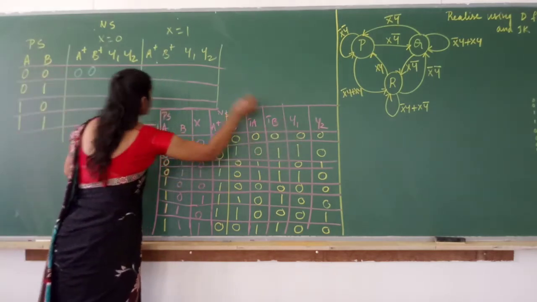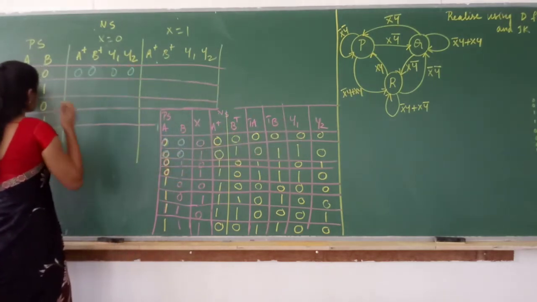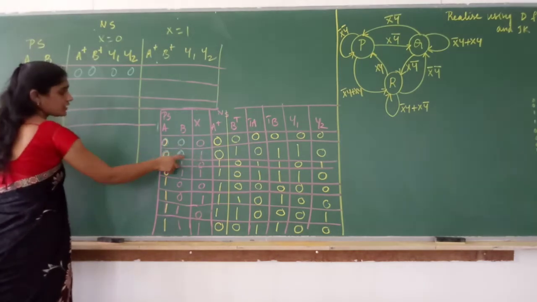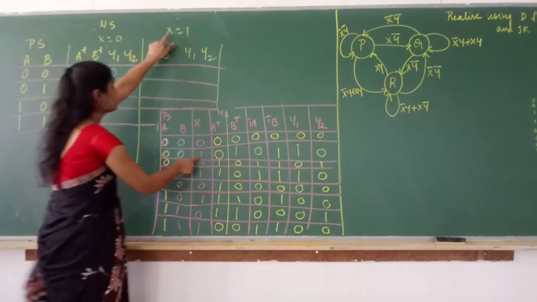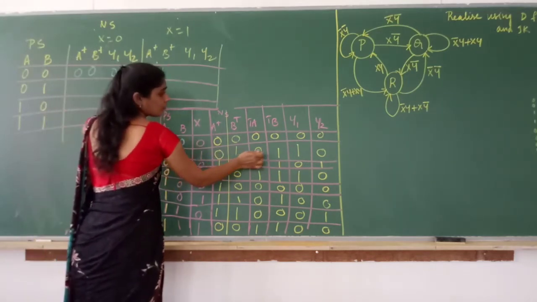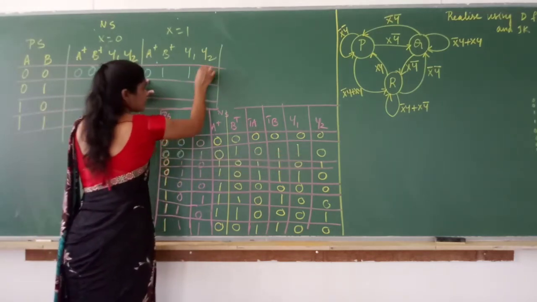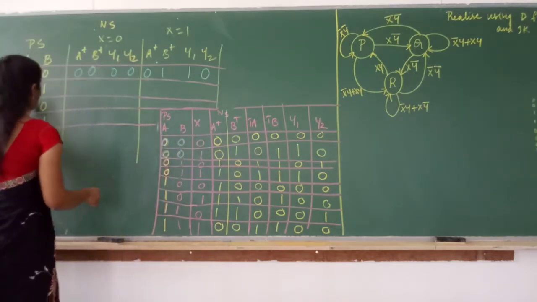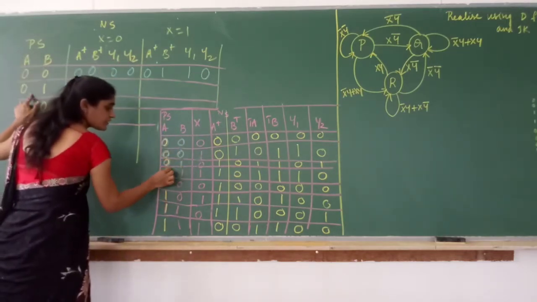What is y1 y2? 0, 0. So if present state is 0, 0, and x is 1, what is the next state? 0, 1. What is y1 y2? 1, 0. Correct? Similarly, present state is 0, 1.